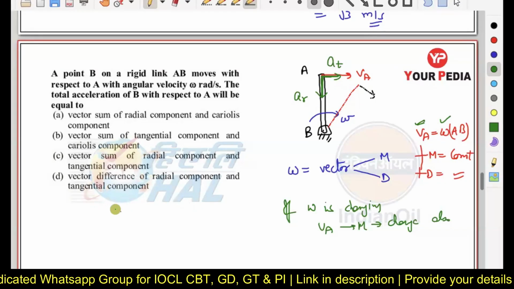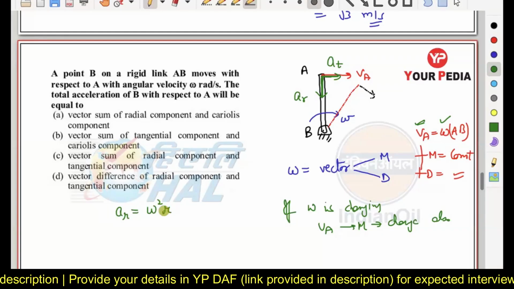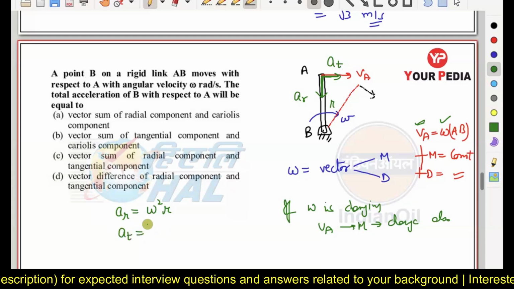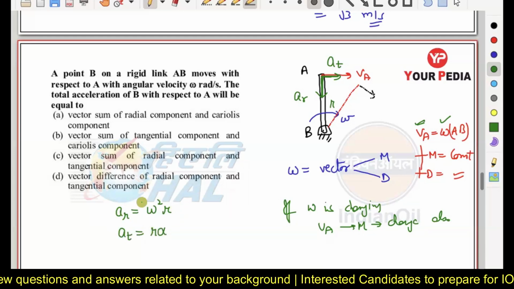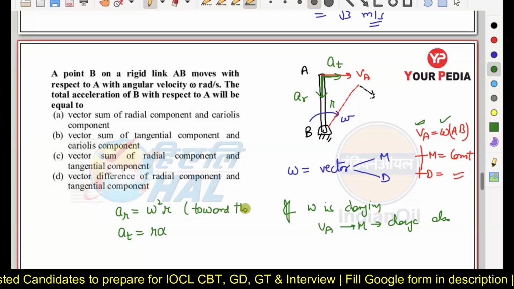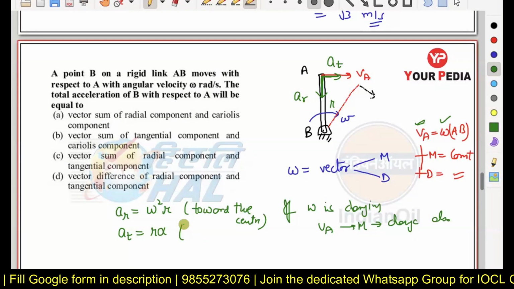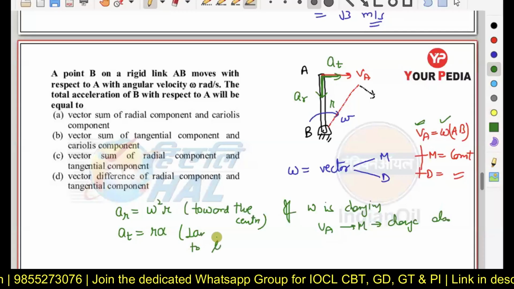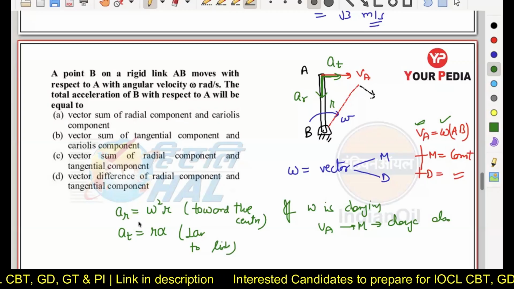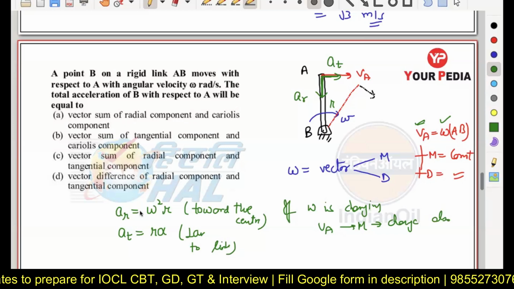You have to remember that radial acceleration has the formula omega square into r, where I am assuming r is the length of the link. Tangential acceleration has a magnitude of r into alpha. Radial acceleration always acts toward the center. Tangential acceleration always acts perpendicular to the link, and its direction depends upon whether omega is increasing or decreasing, that is, on the direction of the angular acceleration. That you have to remember.